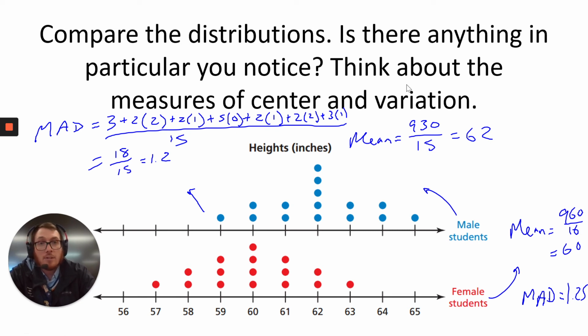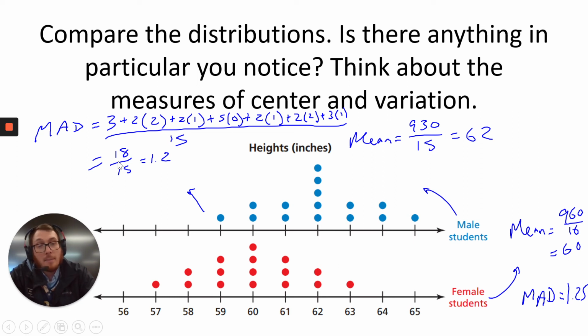For the male students, finding the mean, you'd have to add up all of these dots. So 59 for this 59 here, 60 plus 60 plus 61 plus 61, and you go through all the numbers, add them all up, and then divide by 15. That means the average height of the male students is 62 inches. The female students, if you add them up, 960 divided by 16, the average height is 60. So yes, the male students are slightly higher than the female students.